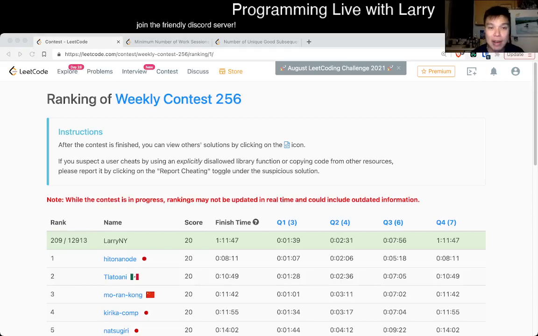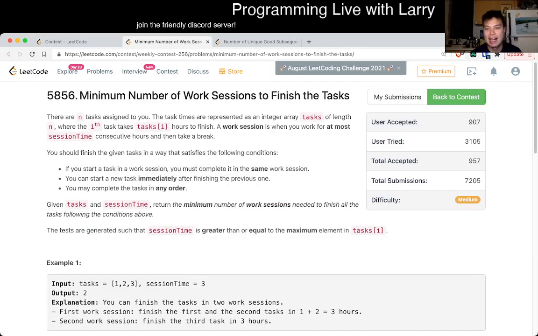Hey everybody, this is Larry, and this is me going over Q3 of the weekly contest 256: Minimum number of work sessions to finish the tasks.